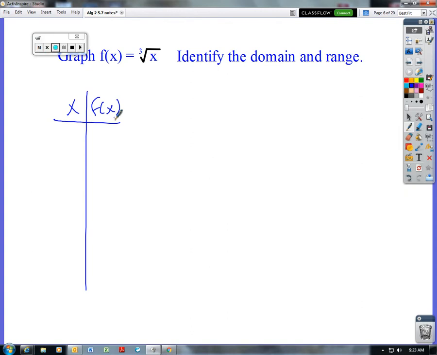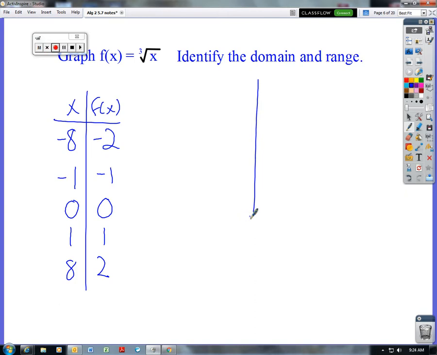So you want to think of some cubes, and of course what comes to mind is negative 8, because I can take the cube root of negative 8. We just did that in the last section. It's negative 2. I can also take the cube root of negative 1, which is negative 1. The cube root of 0 is 0. And then 1, 1, and 8, 2. All the other numbers between negative 8 and 8 are ones I can't take the cube root of in my head.